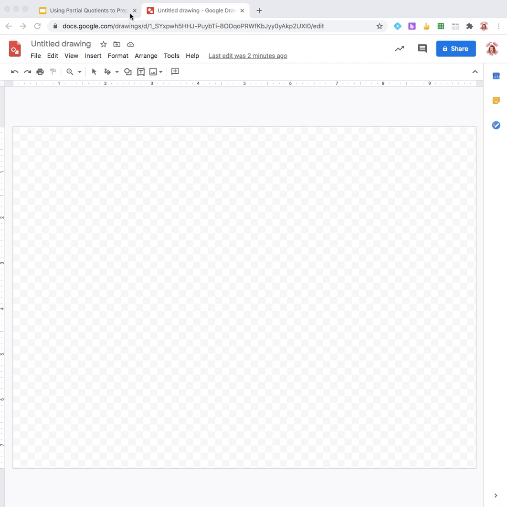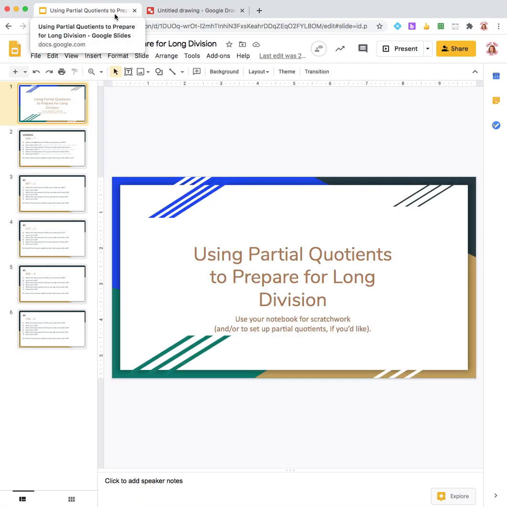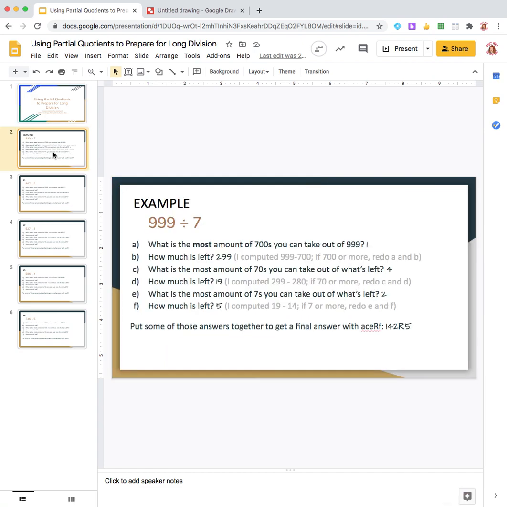To do this activity, it would be best if you have a notebook out. I'm just going to use Google Draw, especially if you are a partial quotients kind of person. But even if you're long division, these are going to basically take you step by step in how to get your long division answers in a partial quotient kind of mindset.